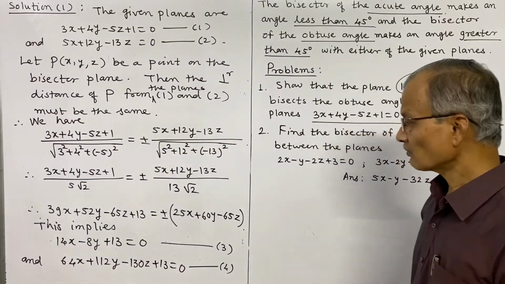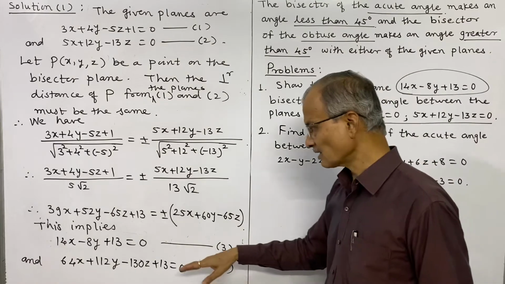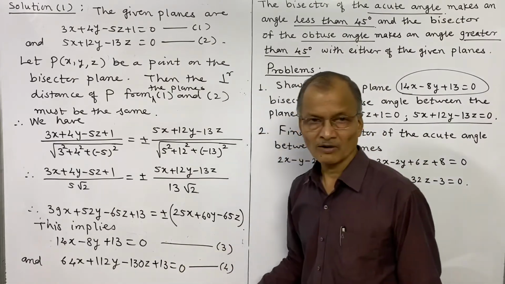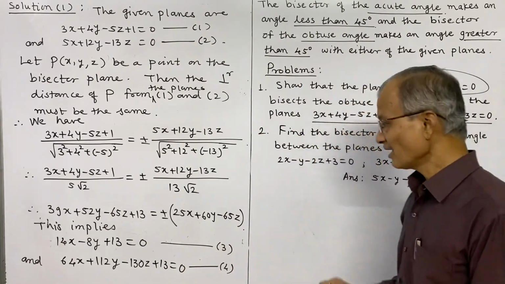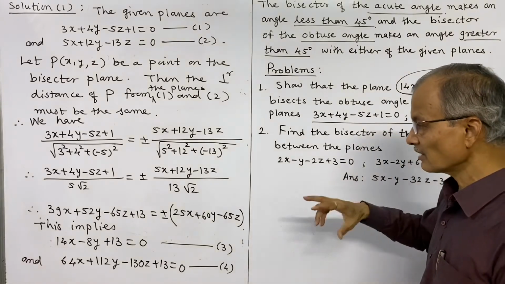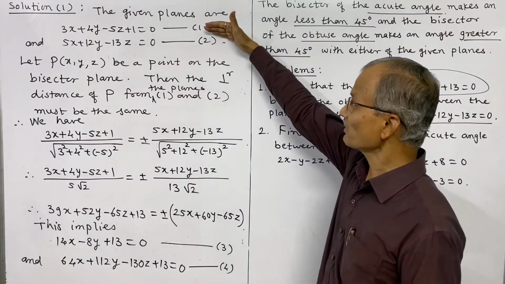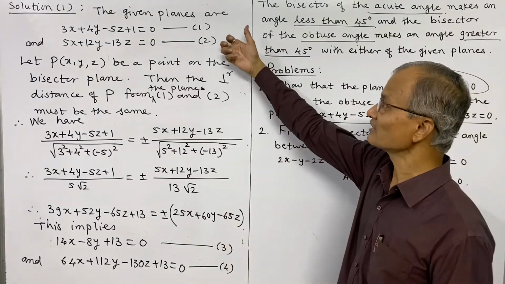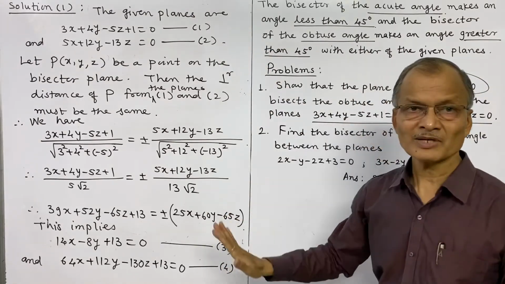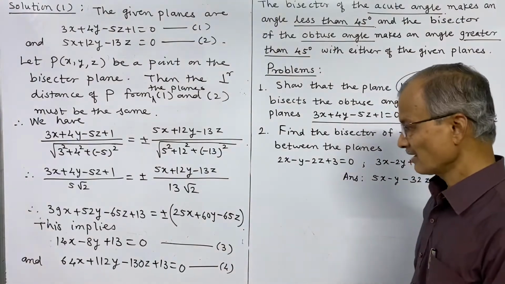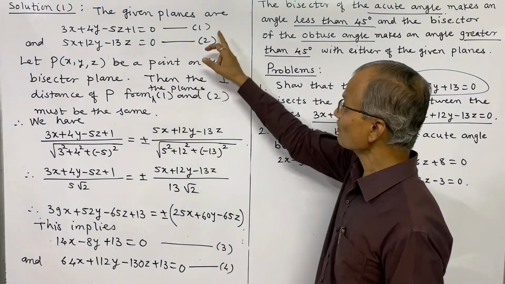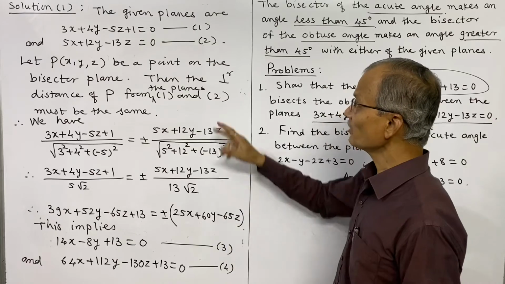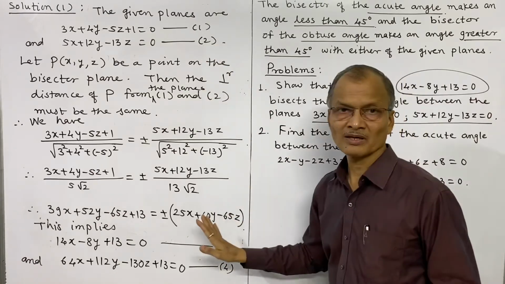Now what we have to decide is which plane bisects the acute angle and which bisects the obtuse angle. How to decide? We have to obtain the angle between the first plane and this third plane, or the angle between the second plane and the third plane. It must be the same because it is bisecting. So the angle between plane 1 and 3 and the angle between plane 2 and 3 must be equal.